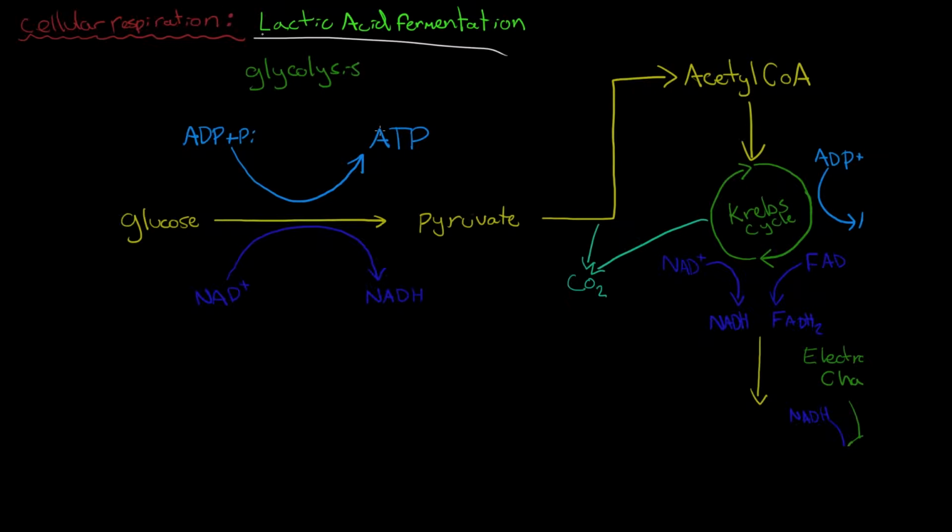So, under glycolysis here, we can see that we have glucose, a 6-carbon molecule, being converted into 2 pyruvate molecules, each with 3 carbons. And when we do this, we see that we have 2 ADP plus 2 inorganic phosphates here, being used to create 2 ATP. And this is how our body creates energy.